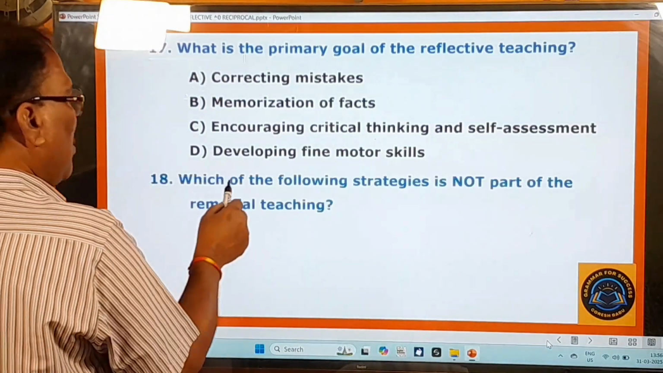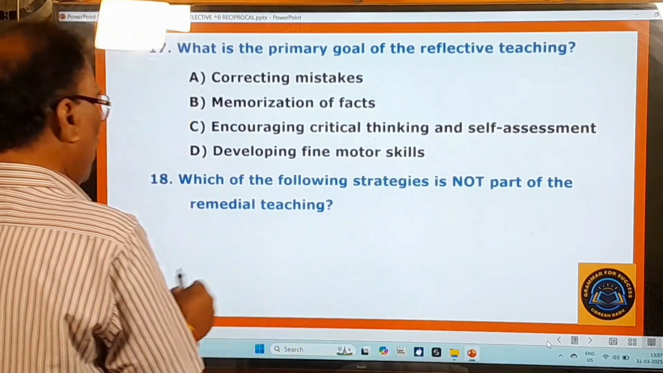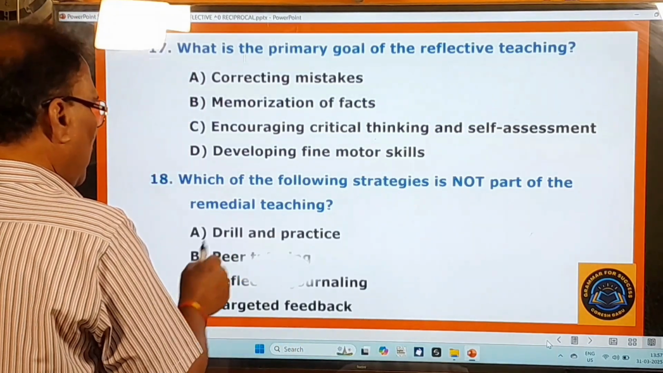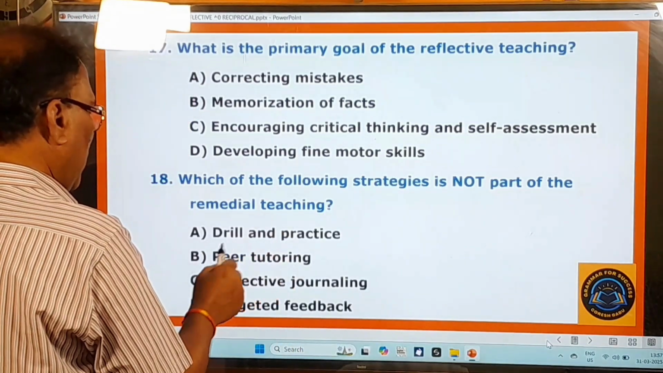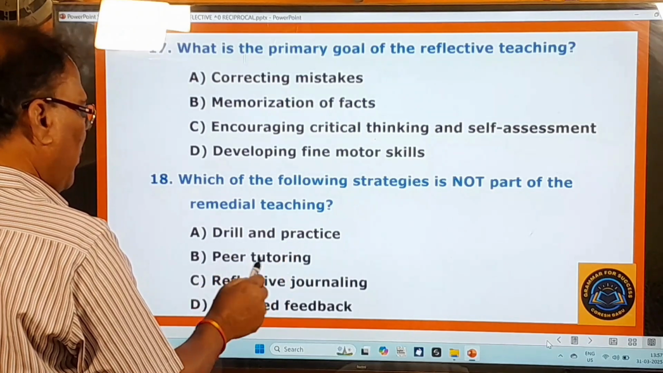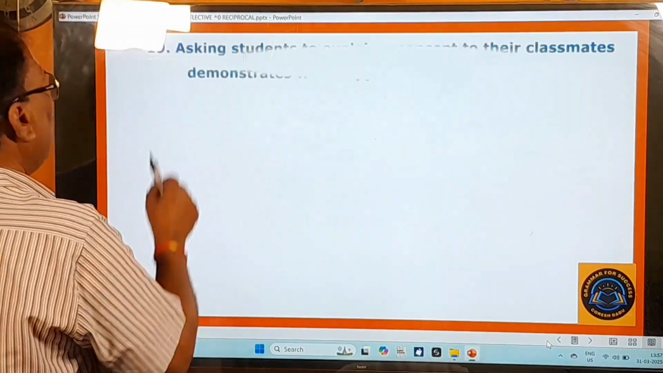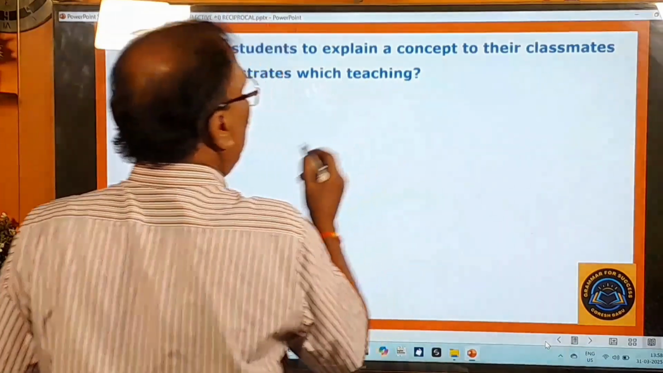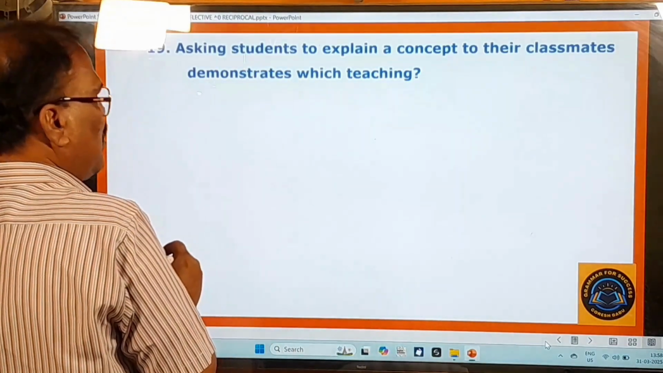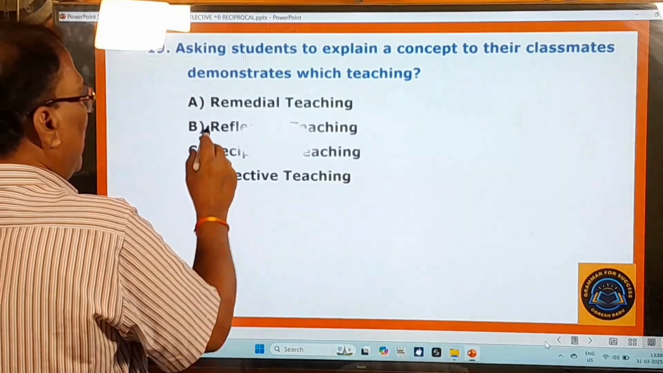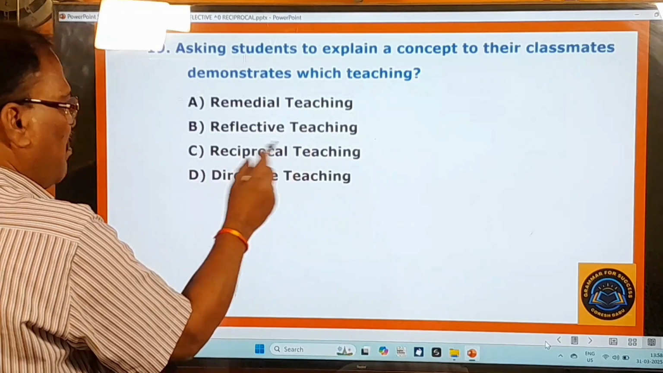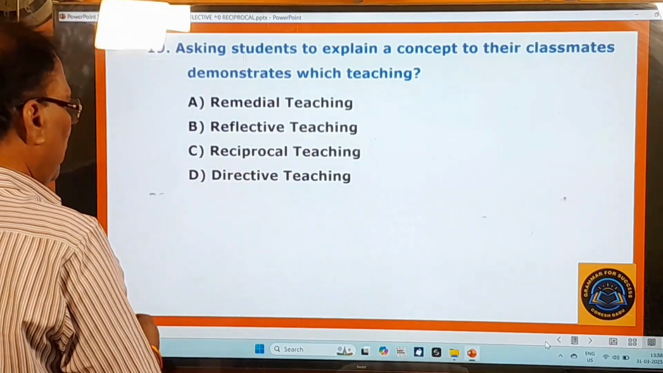18th question. Which of the following strategies is not part of the remedial teaching? Drill and practice, peer tutoring, reflective journaling, targeted feedback. 19th question. Asking students to explain a concept to their classmates demonstrates which teaching? Remedial teaching, reflective teaching, reciprocal teaching, directive teaching.